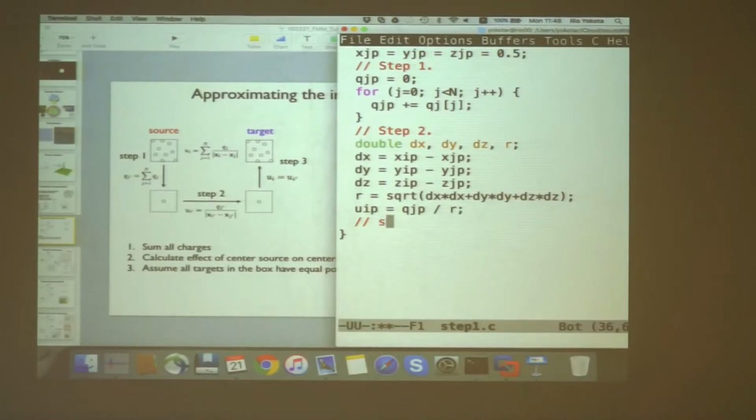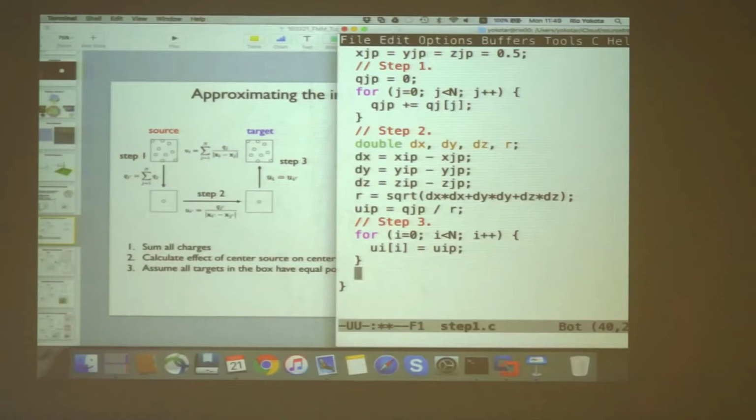Okay, now step 3 is just saying I loop over all endpoints and say that ui at point i is equal to uip. Okay, this is step 3. UIP we just calculated in step 2, so we just now substitute that to all the UIs.